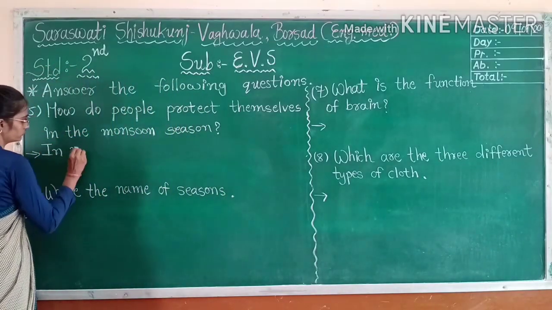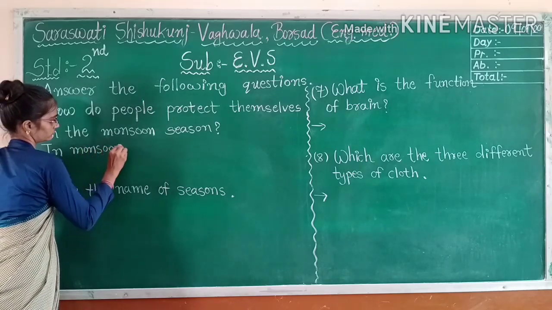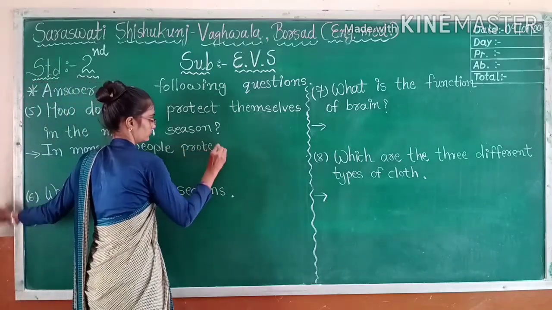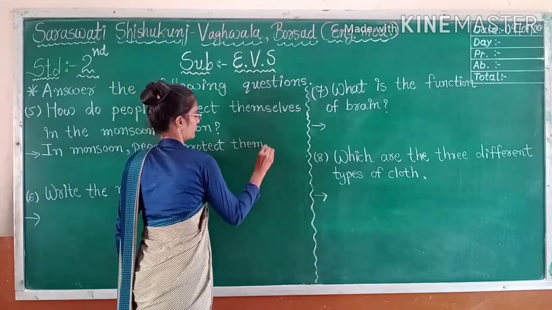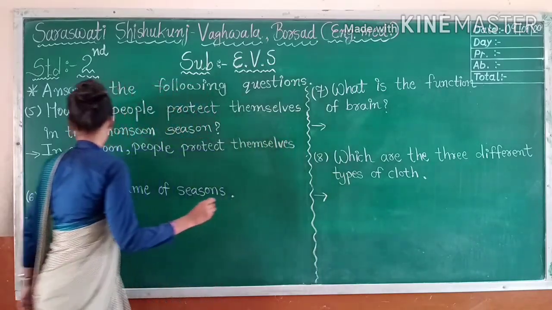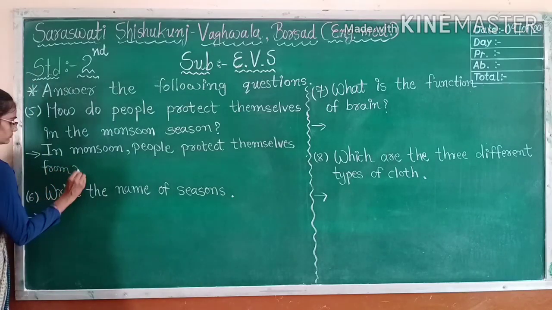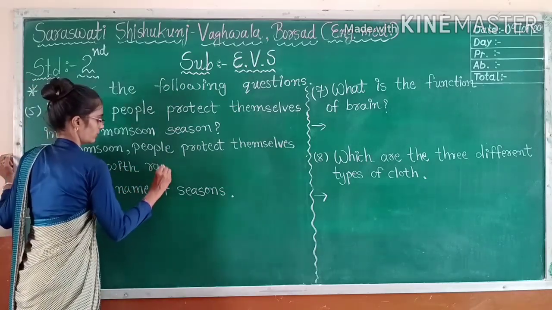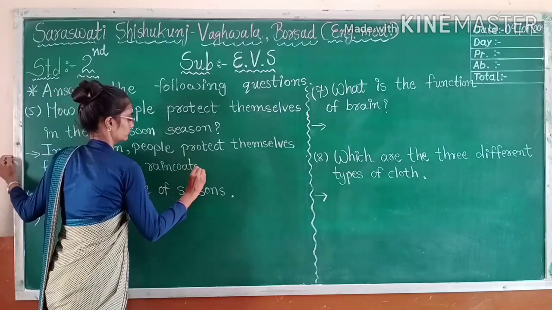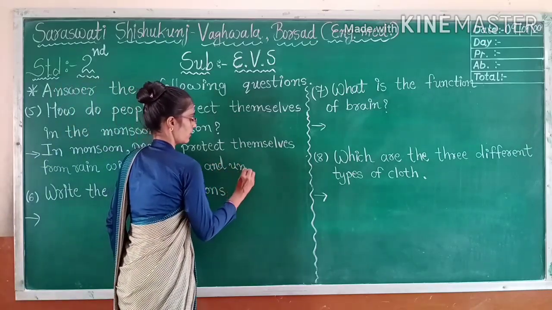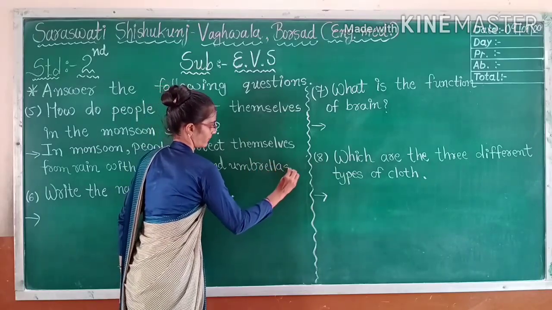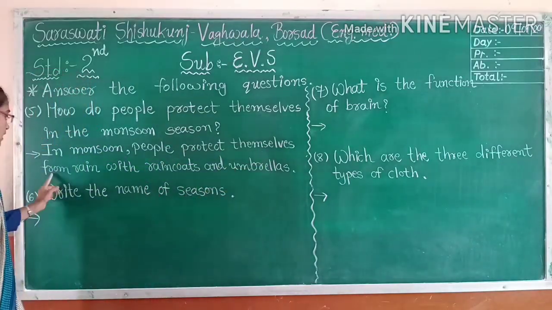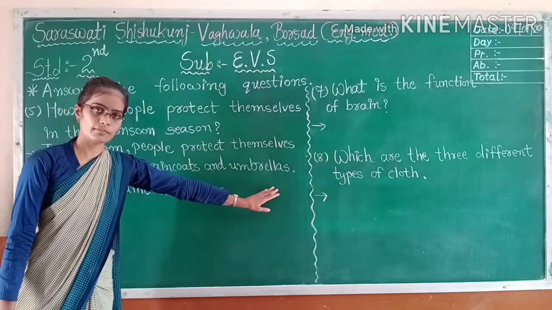So here we will write the answer. In monsoon, people protect themselves from rain with raincoats and umbrellas. Umbrellas. In monsoon, people protect themselves from rain with raincoats and umbrellas.